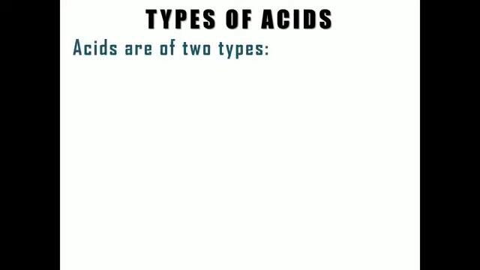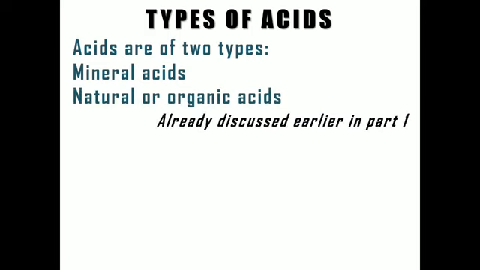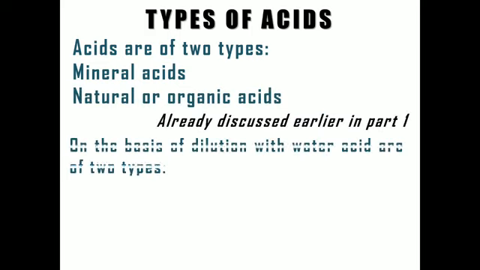Remember, acids, depending upon their origin, are of two types. One is mineral acid, in which minerals are present. They are highly reactive, highly corrosive. And the second is natural acids, which are normally known as organic acids, because they are present in natural food products like fruit, vegetable, etc. This we have already done in part 1.